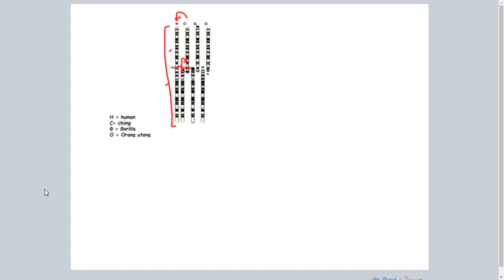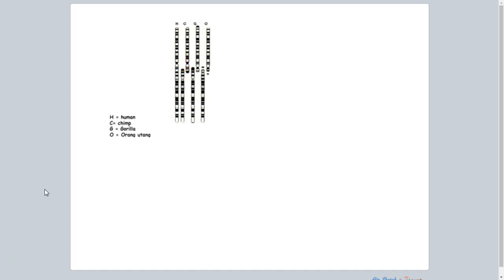That's a Philadelphia translocation. It's when 2 relatively small chromosomes translocate in such a way that the majority of the DNA from each of those 2 chromosomes links together to make a much larger single chromosome. So that happens occasionally, and it happened in the evolution between chimps and humans.